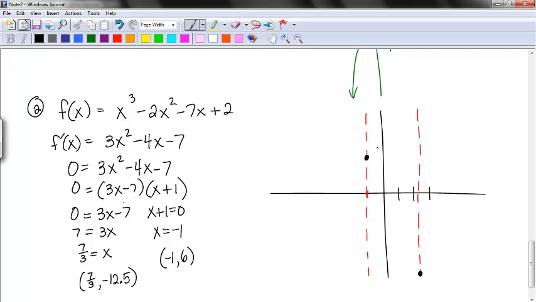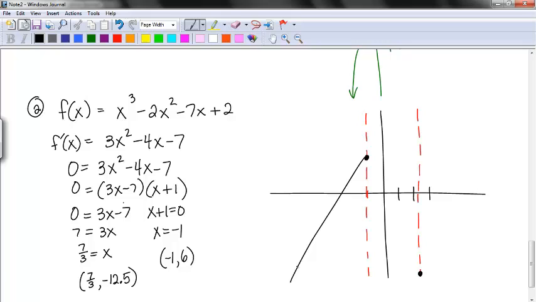Then you test. You have to test something to the left of negative 1. Pick a number like negative 3. You sub that back into the first derivative, not the original, and all I want to know is whether that slope is positive or negative. Let's do negative 2. If you put negative 2 back in here, negative 2 squared, 4 times 3, 12, plus 8, 20 minus 7, so we got a positive. So we know our graph's doing this.